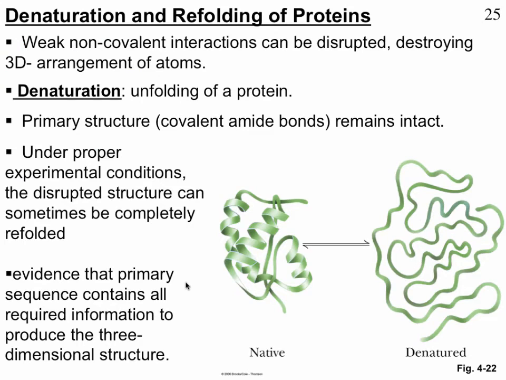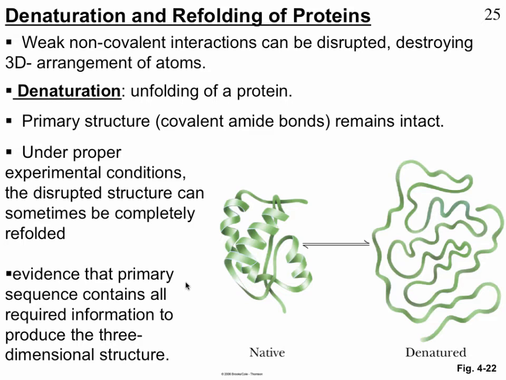All right, so denaturation and refolding of proteins. Weak non-covalent interactions can be disrupted, destroying the three-dimensional arrangements of atoms. When we talk about denaturing a protein, we mean unfolding it. And so when we denature it, the primary structure, that is the covalent amide bonds, stays intact, and the non-covalent interactions are disrupted.